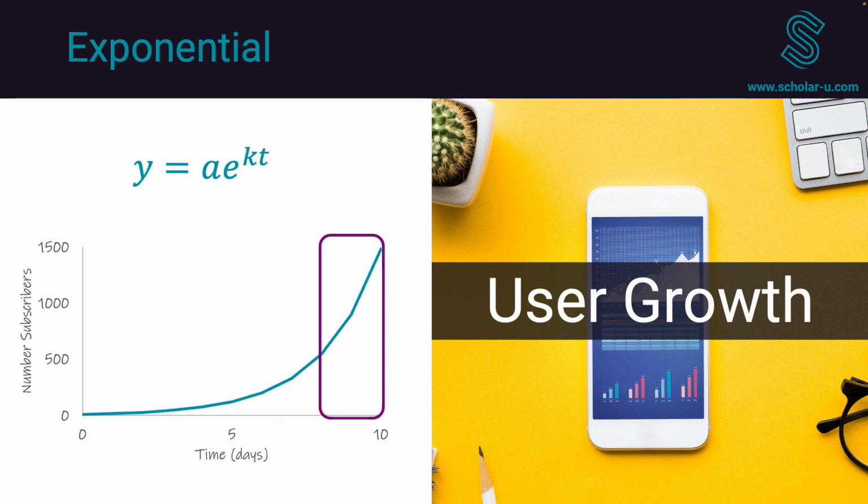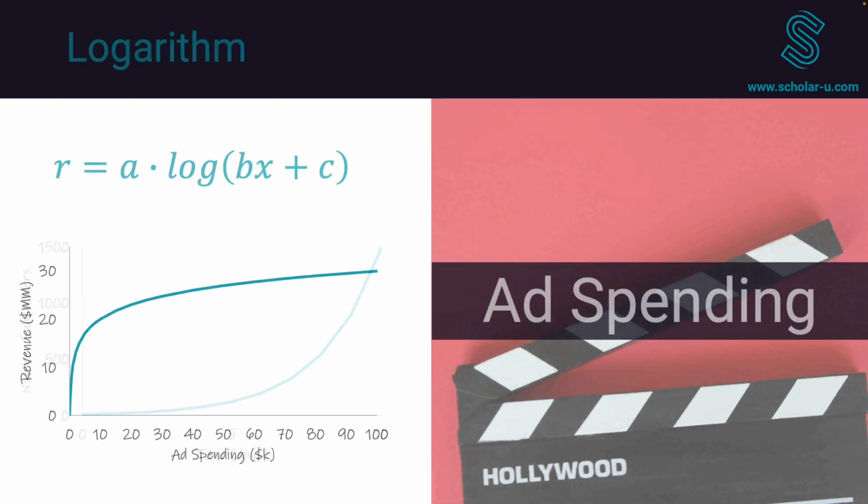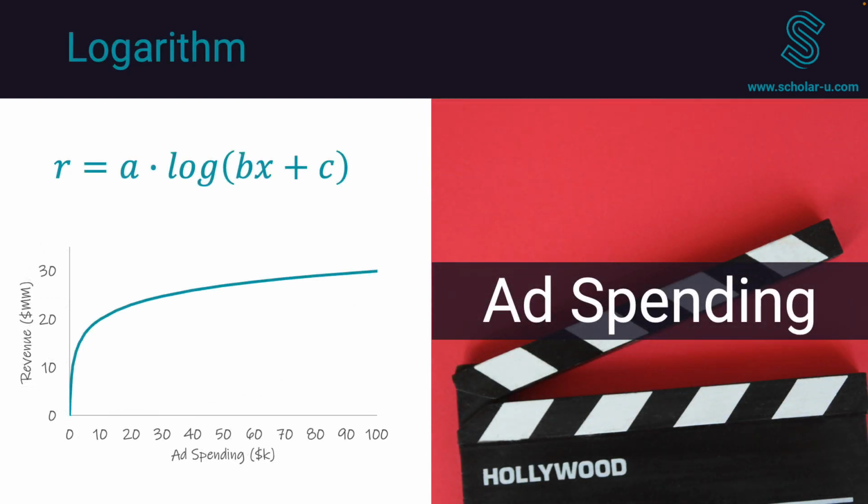For the first few days, the growth is quite small, but in the later days, the number of subscribers increases significantly. A logarithmic function, on the other hand, models situations where a quantity grows or decays at a rate proportional to its size, but with diminishing returns. This could be seen in a marketing campaign where each dollar spent on advertising initially boosts revenue in a movie significantly, but each subsequent dollar has a smaller impact.